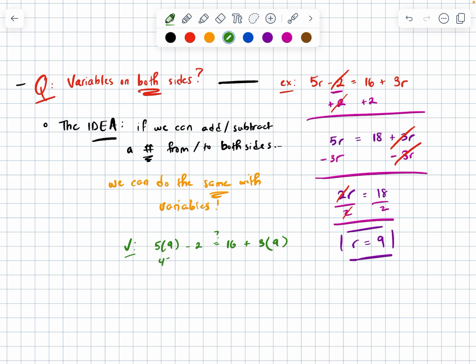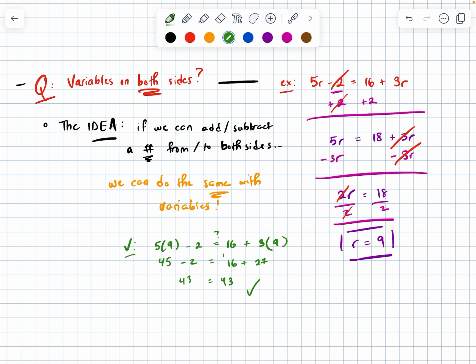Well, 5 parentheses 9 means 5 times 9, which is 45. And then I carry down my minus 2. This is 16 plus 3 times 9 is 27. 45 minus 2, well, that's 43. 16 plus 27, well, 6 plus 7, that is 13, carry my 1, and then 1 plus 1 plus 2 is 43.